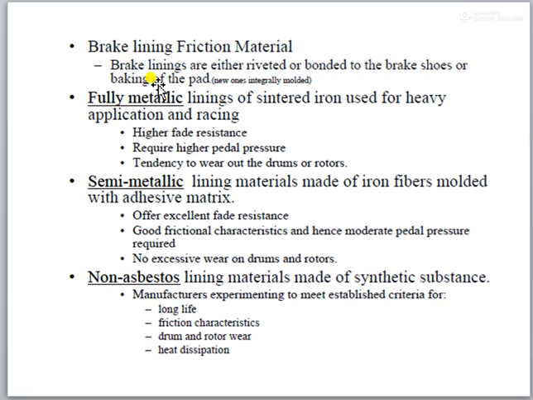So we get the properties of both here. So what are the properties? Offers excellent fade resistance, which is the property of the fully metallic. Good friction character and hence moderate pedal pressure is required. The disadvantage was that we needed higher pedal pressure, but here we need less pedal pressure, less pressure we are offering from the driver side, or no need to employ an assisting force to the driver for the braking action, and no excessive wear of the drum and rotor. So whatever wear was happening there is not happening here.